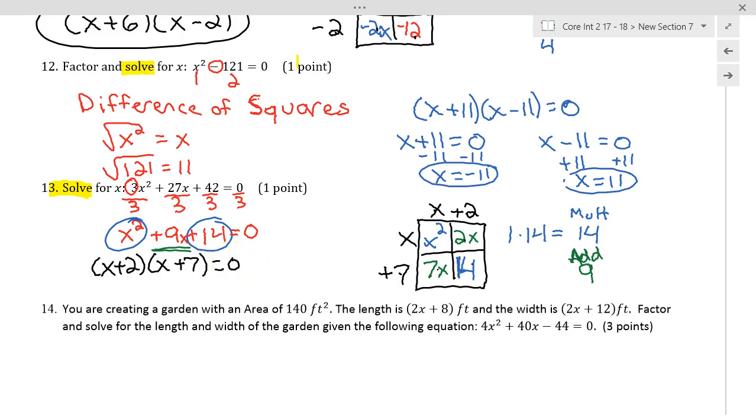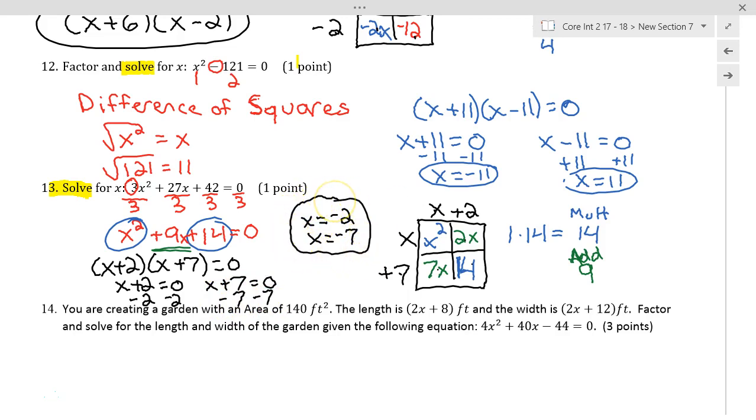From here, I want to separate them. x + 2 = 0, x + 7 = 0. So I'm going to subtract 2. x = -2. I'm going to subtract 7. x = -7. I kind of ran out of room at the bottom, but that is okay. So I get x = -2 and x = -7.